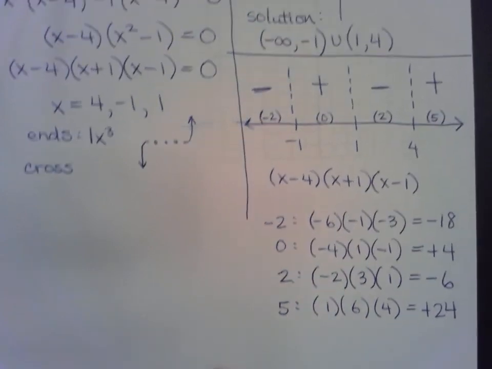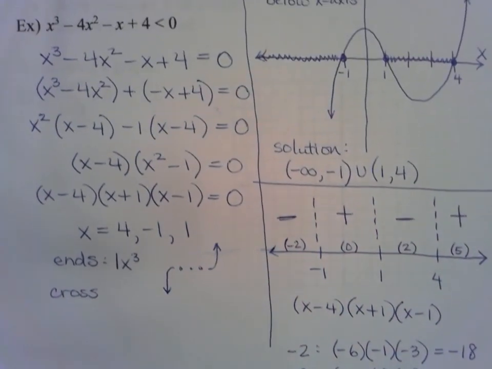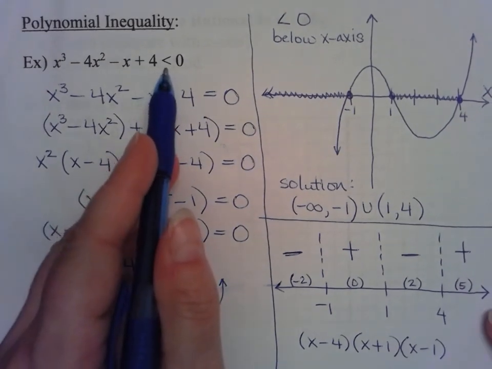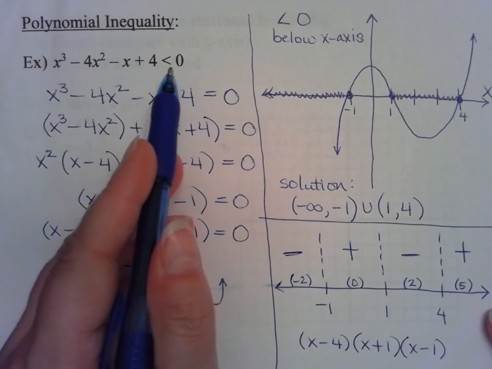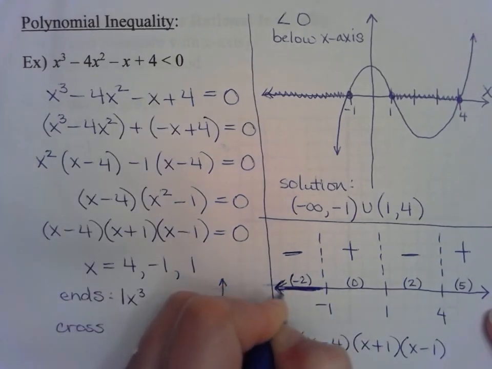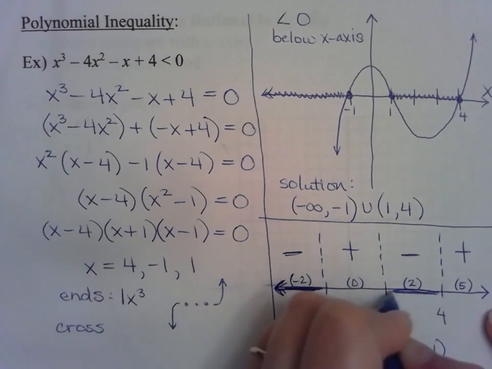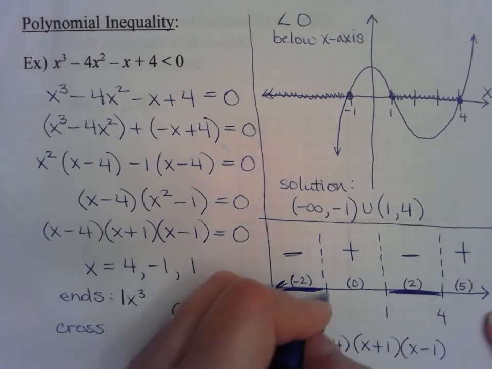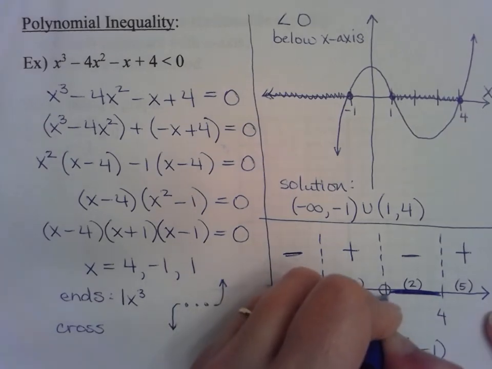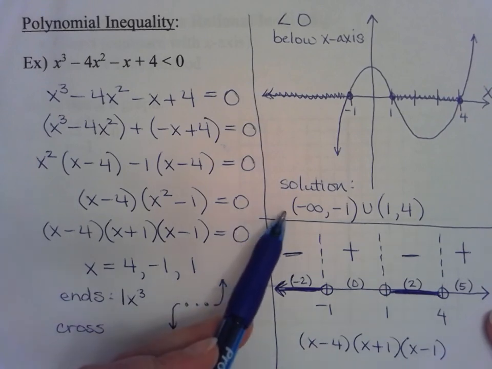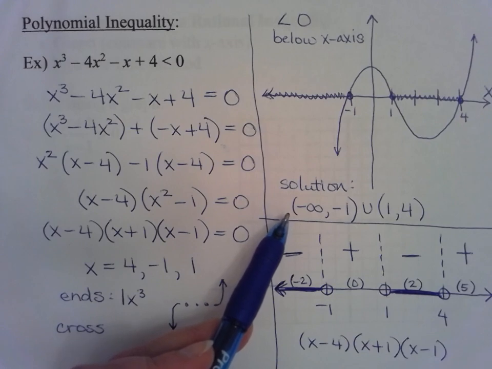Okay, if we go back to the original problem, we are less than 0. So we want to look for the negatives that we've marked. This would be in this region, and this region. It's not equal to, it's just less than, so we are not including the endpoints. All right, and we're going to get the same solution that we got, and I'll just not write it since it's already written right here.